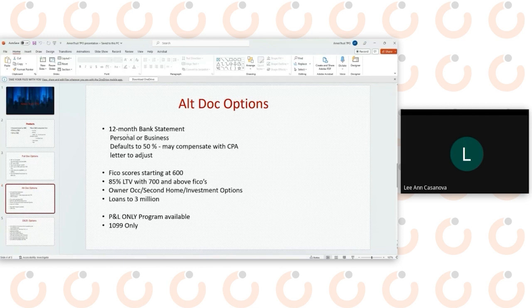And of course, we allow the 1099 only. On any 1099 program, you automatically take 90% of your 1099, and that's the number you're going to use to figure out your income. There's a 10% cut because the 10% is going to go towards expenses. Okay.